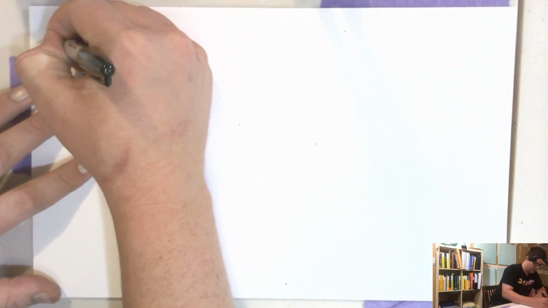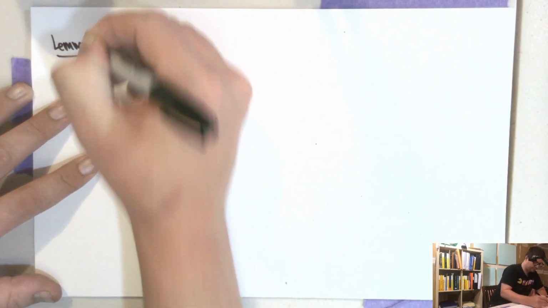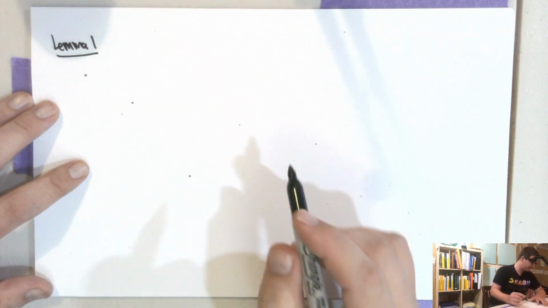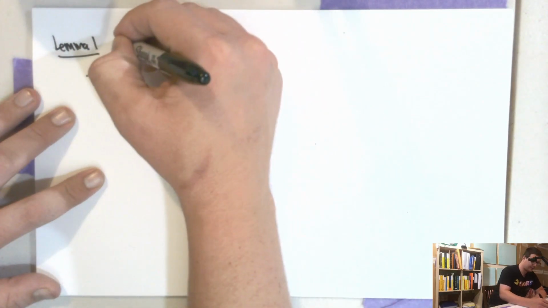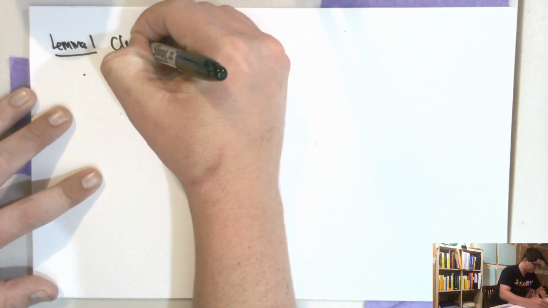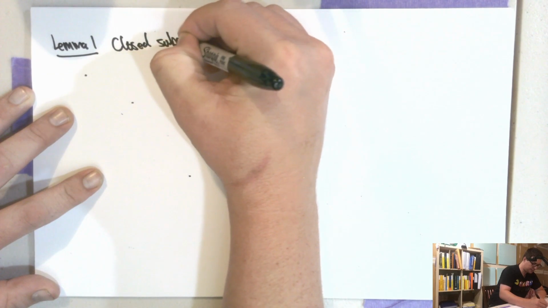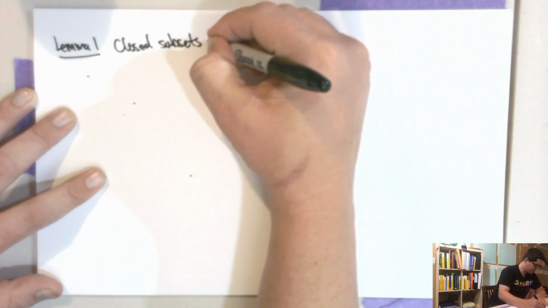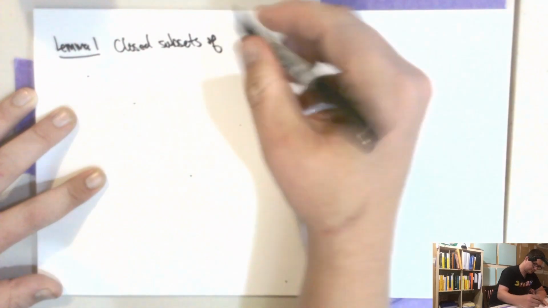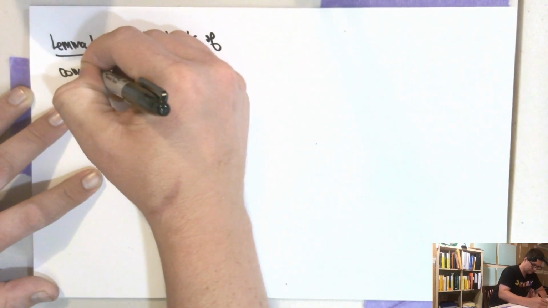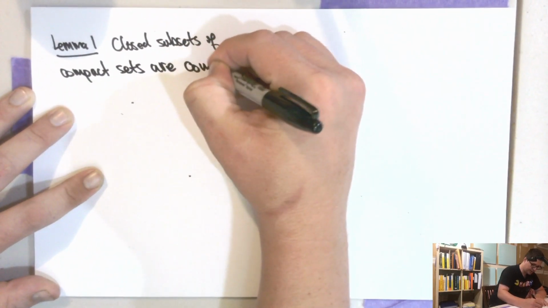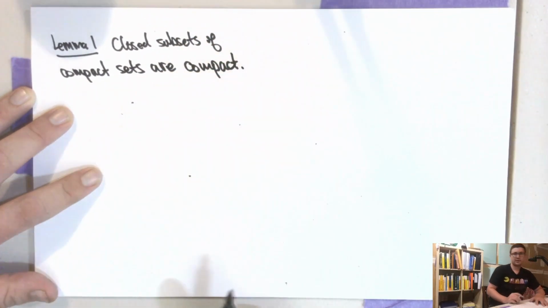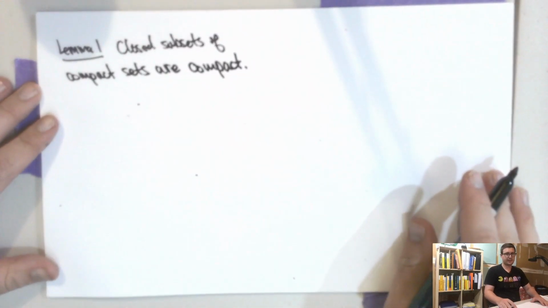So the lemmas here. So lemma 1. Right. So what did lemma 1 say? So lemma 1 said that closed subsets of compact sets are compact. So closed subsets of compact sets are compact. All right. So that's our first property.